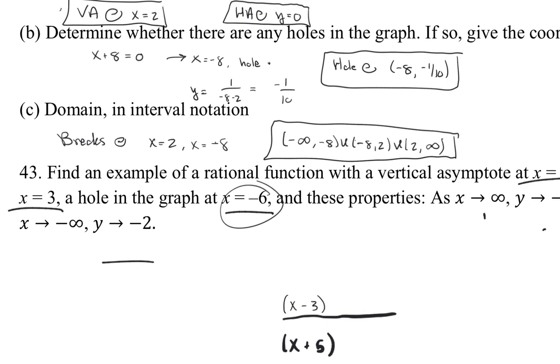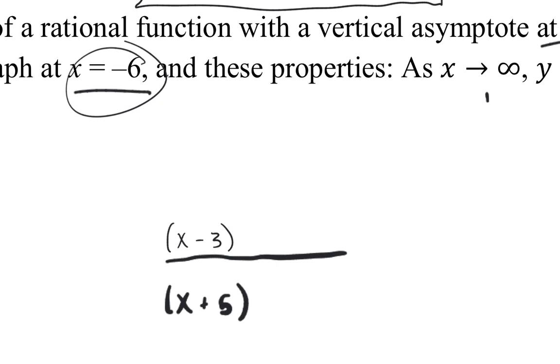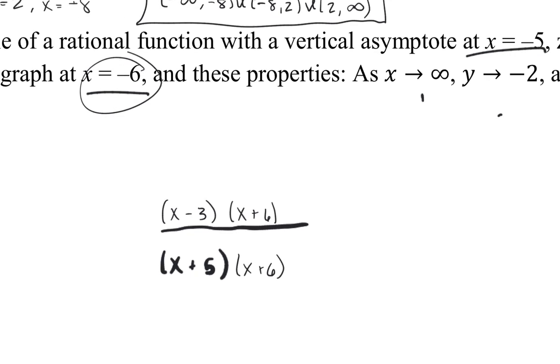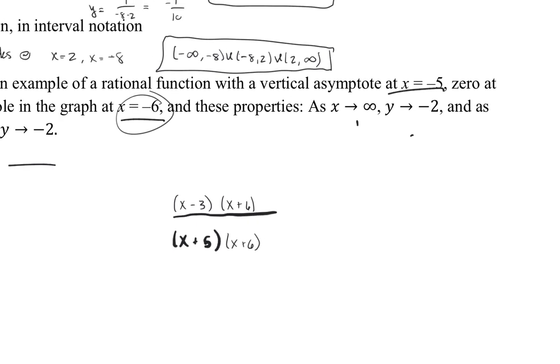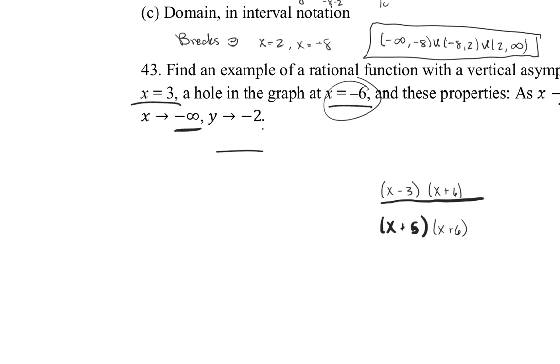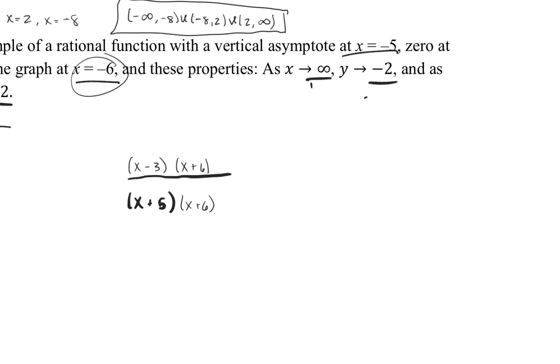Similar to earlier, where we knew we had a hole because the x plus 8 was being canceled out, that will mean that similarly, we should have an x plus 6 in the top and the bottom. And then finally, as x goes to infinity, y should go to negative 2. As x goes to negative infinity, y should also go to negative 2.